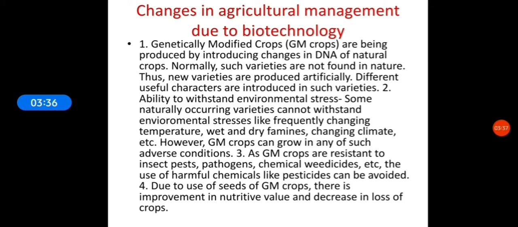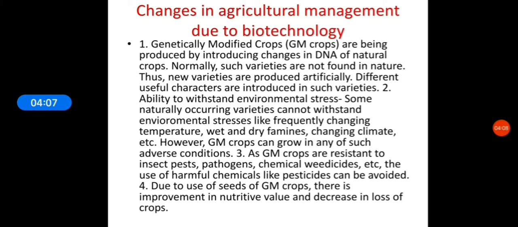Also, by using biotechnology, different varieties which have the ability to withstand environmental stress can be produced. Some naturally occurring varieties cannot withstand environmental stresses like frequently changing temperature, wet and dry famines, changing climate, etc. However, GM crops can grow in any of such adverse conditions.